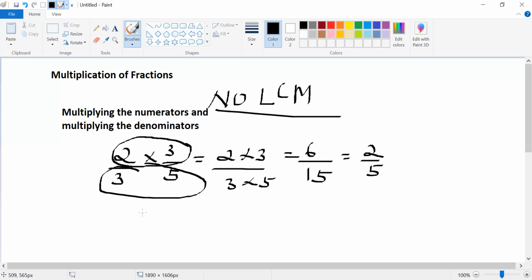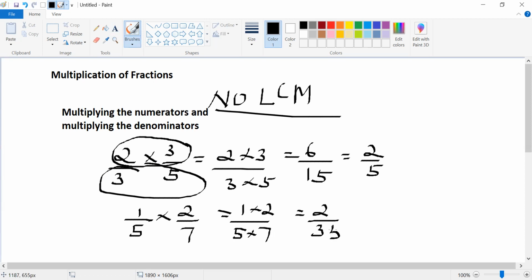Another example: 1 by 5 into 2 by 7. So 1 into 2. Don't take the LCM, no need. Just multiply the numerators, multiply the denominators. That's all. So 2 by 35 is already in lowest form. You cannot reduce it further, so 2 by 35 will remain the answer.